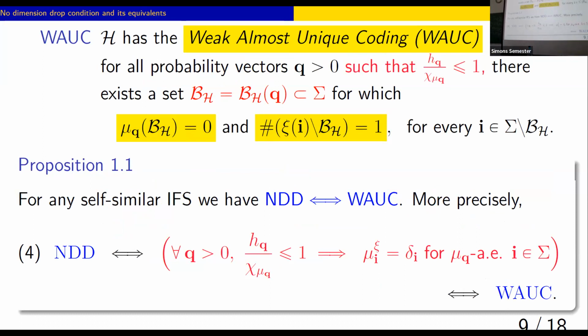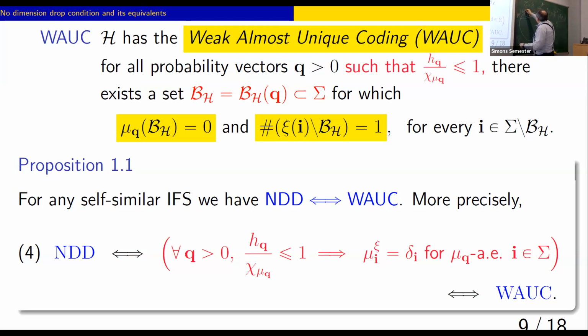The bad set means that, I'm sorry, Vilma, I need to draw. This is a less natural condition. Imagine that this is the symbolic space. Now, this is the bad set. We have this condition: the condition holds if this bad set has zero measure.